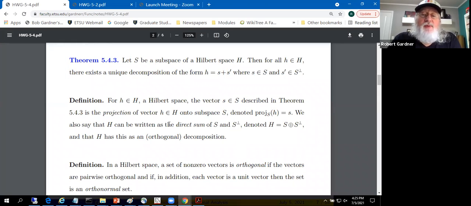We also say that H can be written as the direct sum of S and S perp, denoted H equals S direct sum S perp, and that H has an orthogonal decomposition. I want to say we partitioned H into this set and this perp set, but that's not true because there's elements of H that are in neither of these. But every element of H is either in S or S perp, or is a linear combination of an element of S and an element of S perp. So that's what this orthogonal decomposition is about, writing vectors in that form.